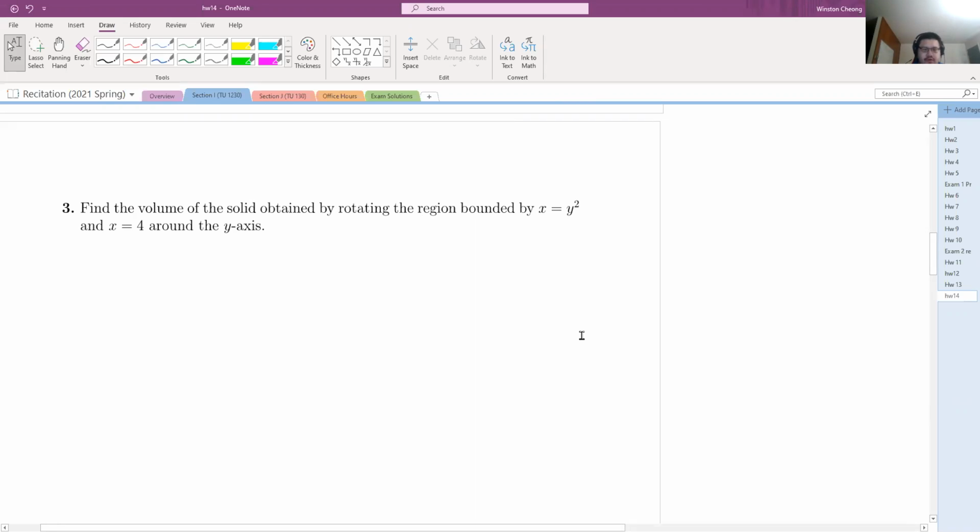So, number 3. This time it's a bit funny, because we have x equal to y squared. That's different from usual, but you should know what that looks like visually. That's a sideways parabola. If you didn't know that, you could try plugging in points and seeing. It's written in a way that would tell you that.